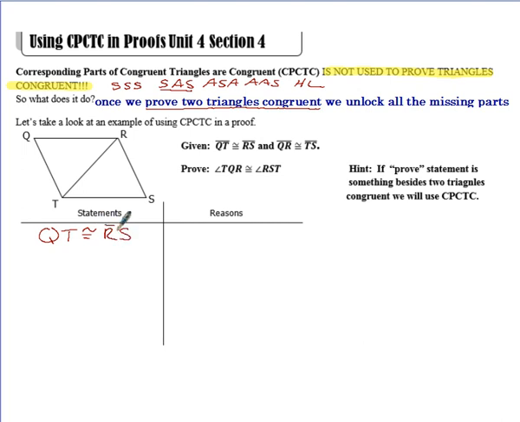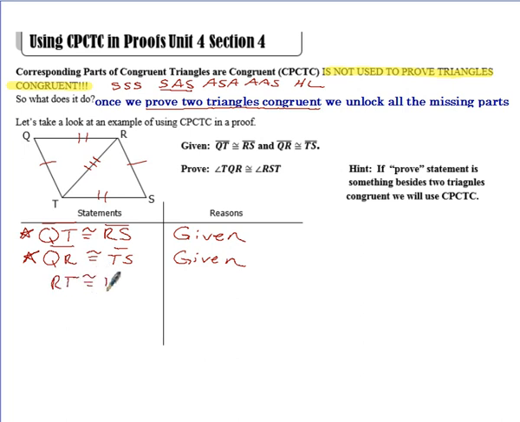And so as always, we're going to start with our givens. Don't forget to mark your figure, QT, RS. Can't do anything else with that. Hey, that's a star though. QR congruent to TS. That's also given. That's also a star. Don't forget to mark. And so now the idea is, where do I get my third congruency from? I get it again from the reflexive property. I can say RT is congruent to RT. There's my third congruency. That was reflexive.